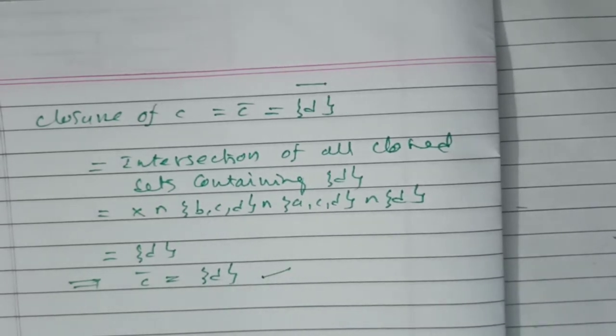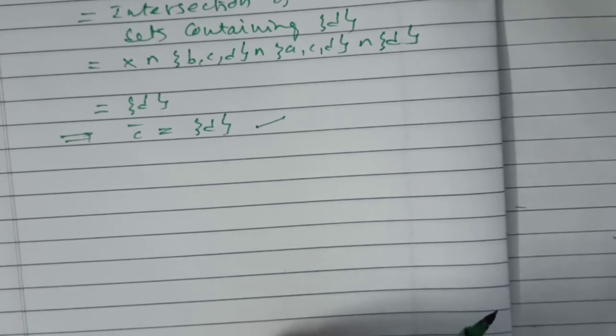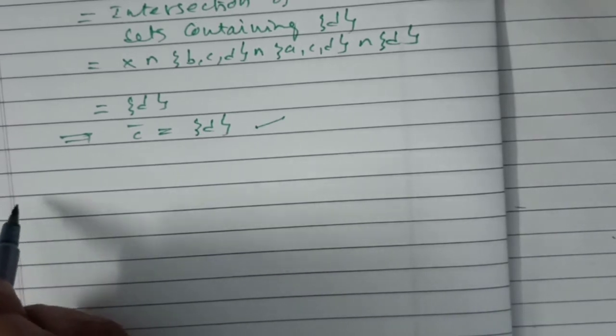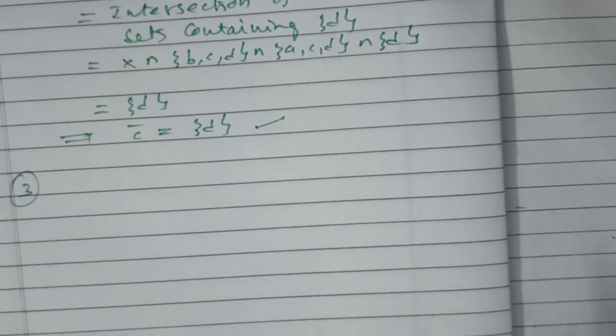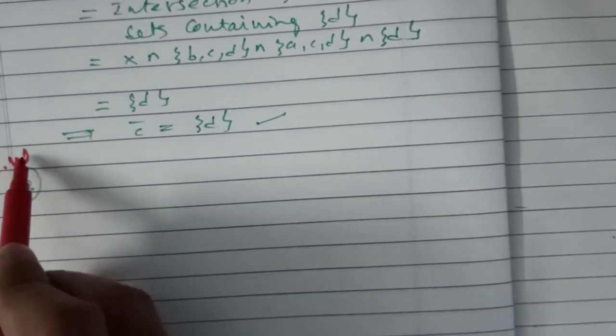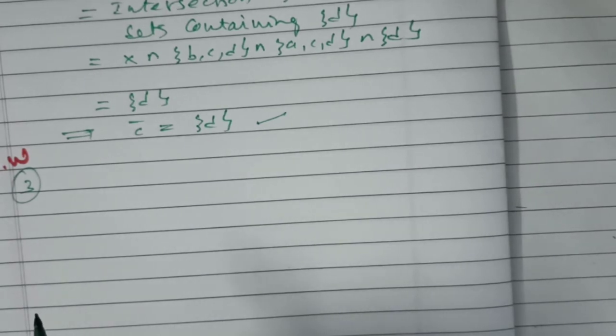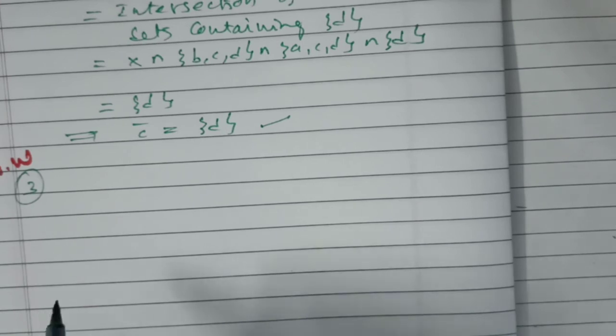So like this, whatever subset of X you take, we can easily find its closure by the definition. Next, the third problem. Take this problem as homework. It is similar to problems 1 and 2, and an example was also given in the closure of a set.